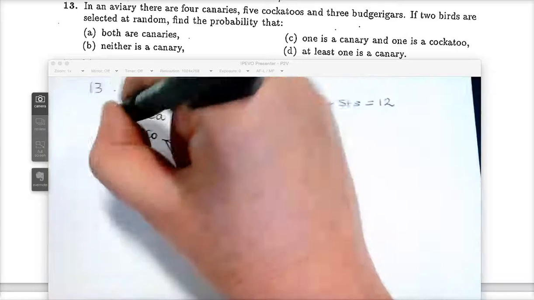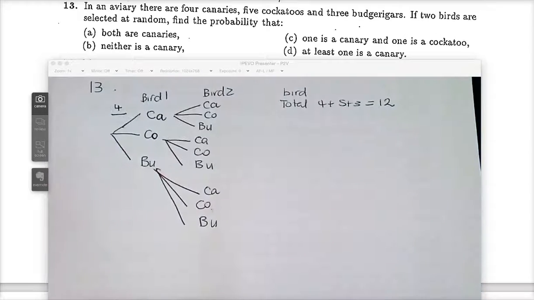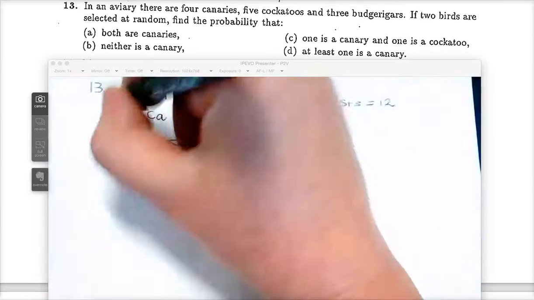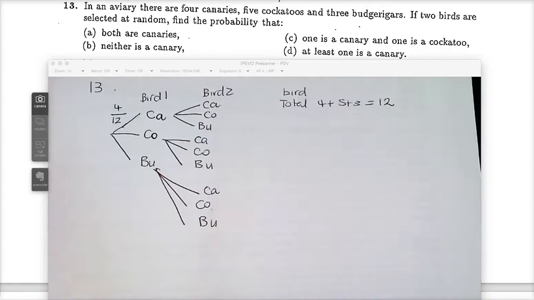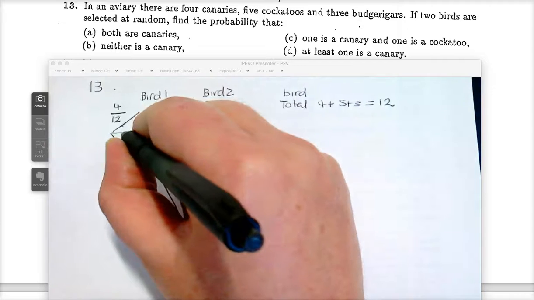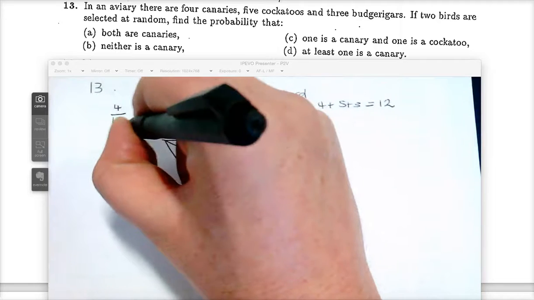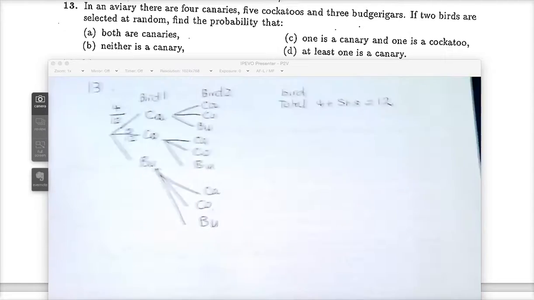So 4 out of what? Keep it, don't write it as a third, all right? It's 4 out of 12. Keep it as 4 out of 12. If you start simplifying probabilities on the branches, you're never going to be able to fill out the next branch. You're going to make it so much harder for yourself. And then CO, cockatoo, is 5/12.